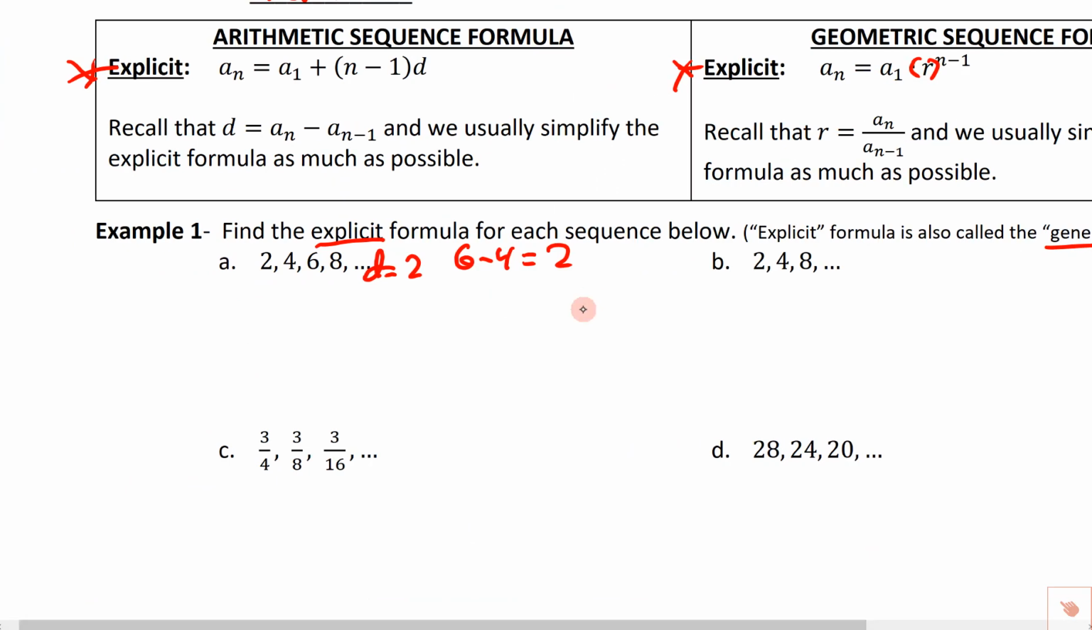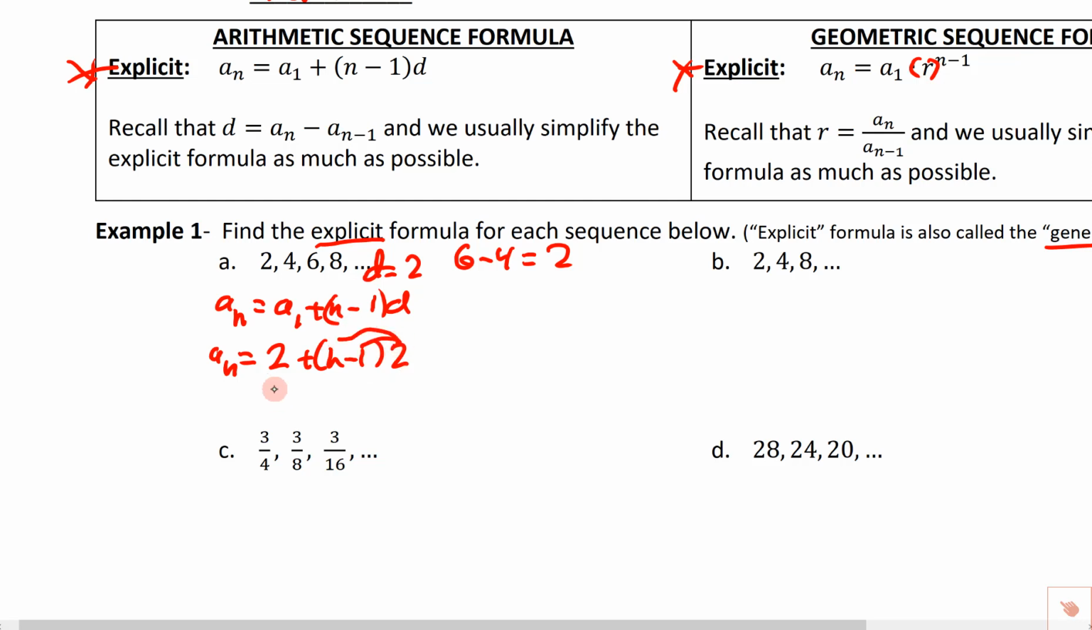And we want to find the explicit formula for this. So the formula is going to be the nth one is the first one plus n minus 1, in parentheses, common differences. So in this particular case, a sub n is going to be the first one, which is 2, plus n minus 1 common differences, which also happens to be 2. And then we normally simplify these. We don't leave it in that format.